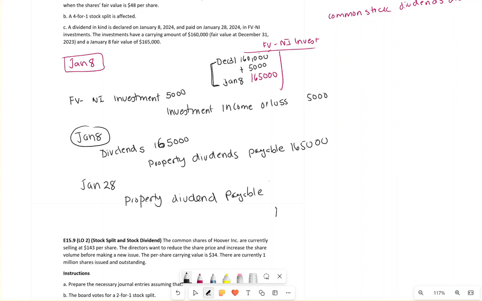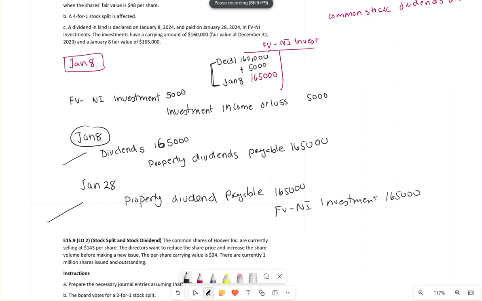Credit will be your fair value net income investment. This one is taking you back to your volume 1, where you have a fair value investment. So bring it up to the value, declare the dividend, and then pay the dividend. So that's what we did.